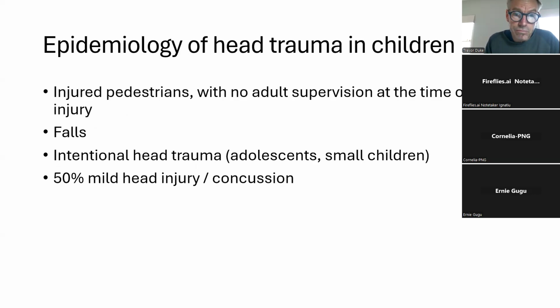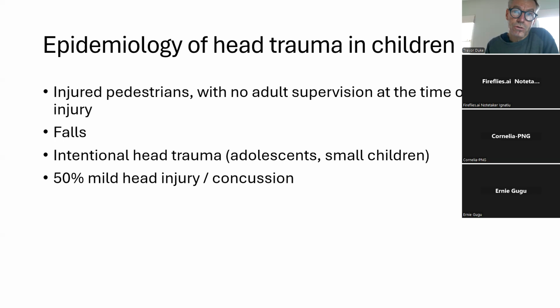Firstly, to understand a bit about head trauma in children, it's important to know the most common causes, and the most common causes in general are pedestrian accidents, where there's no adult supervision at the time of injury. Falls are another important cause of pediatric head trauma. And then the third cause is intentional head trauma, and that occurs more commonly in adolescents who are involved in some degree of violence, and also in small children who are victims of child abuse.